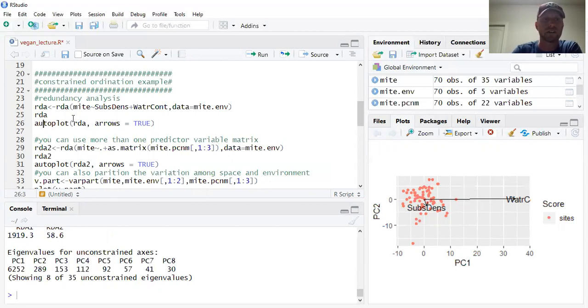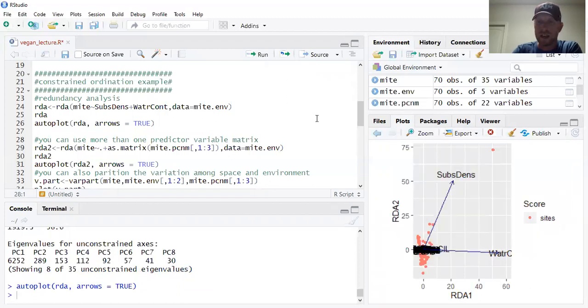And we can again use this autoplot function. We'll call it on RDA, that object that we created with the RDA function this time, and then arrows equals true again, so that we have vectors for our environmental variables. And when we run that, we get a plot that looks a little bit different than what we had earlier. Notice it's now not PC1, it's RDA1 and RDA2. Notice that water content is still the primary driver here.